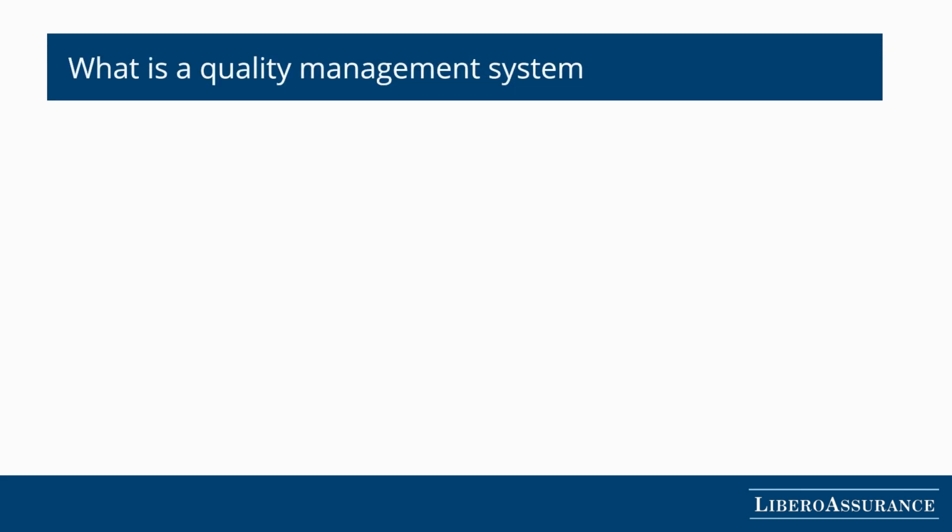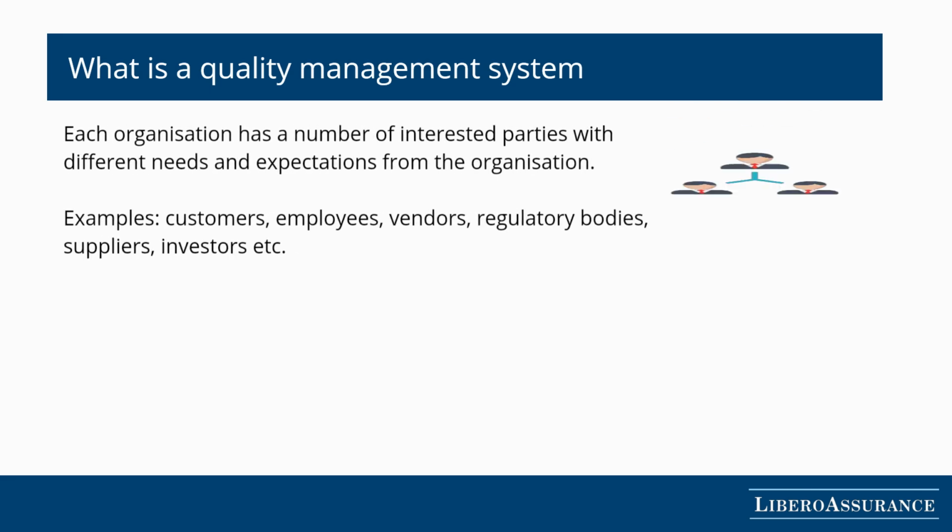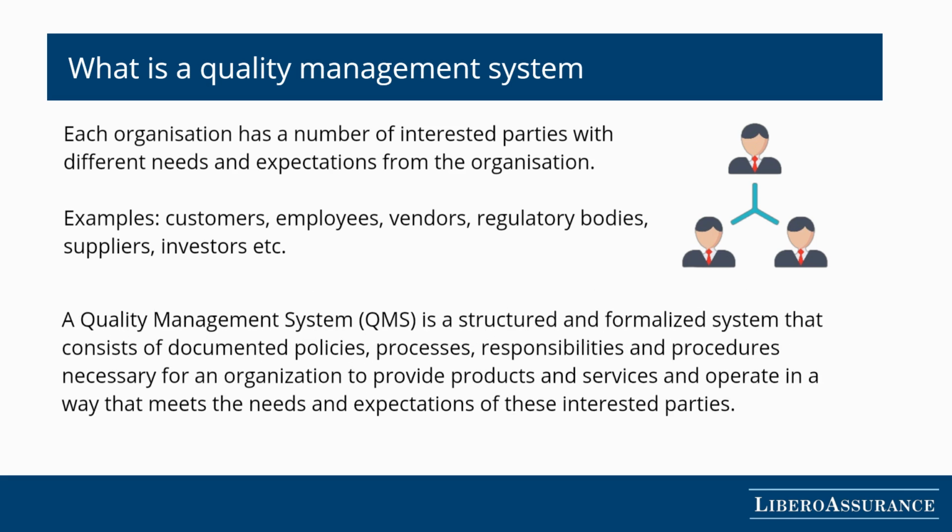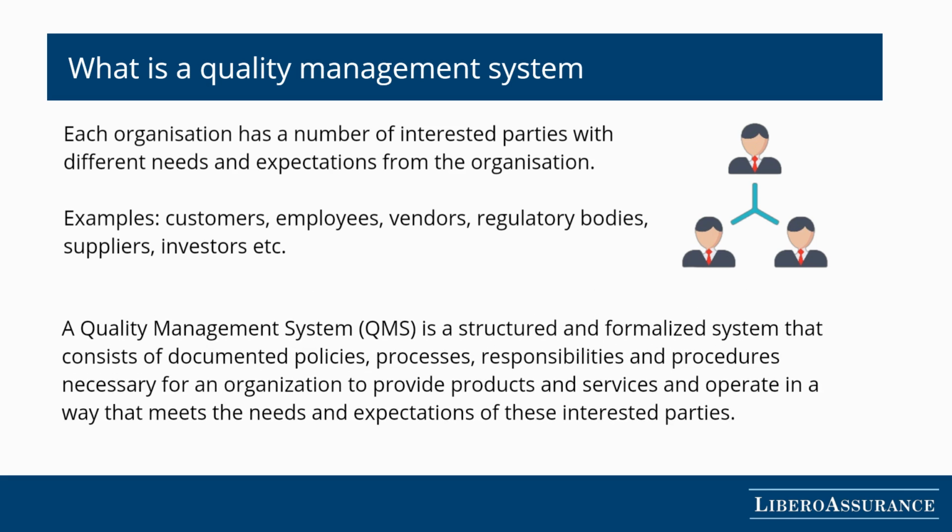First, let's clarify what is a quality management system. There are several interested parties associated with every organization, such as its customers, members, suppliers, etc. Each party has specific needs and expectations of the organization. A QMS is a structured and formalized system, necessary for an organization to provide products and services, as well as operate in a way that satisfies the needs and expectations of these interested parties.